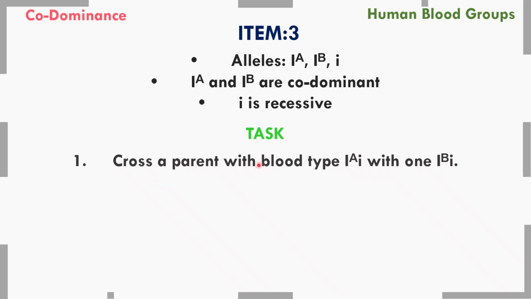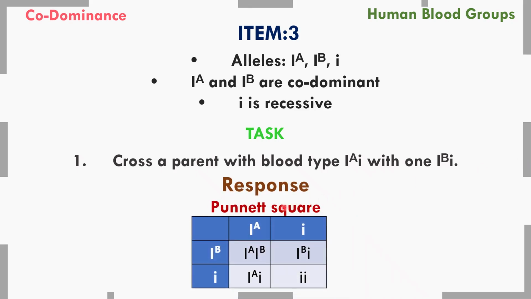Cross a parent with blood type I^A i with one I^B i. The Punnett square will give us gametes I^A, i, and I^B, i. We shall get I^A I^B, I^B i, I^A i, and ii.